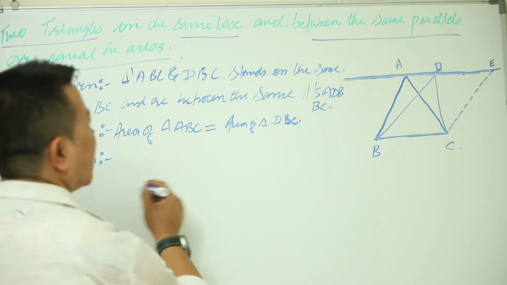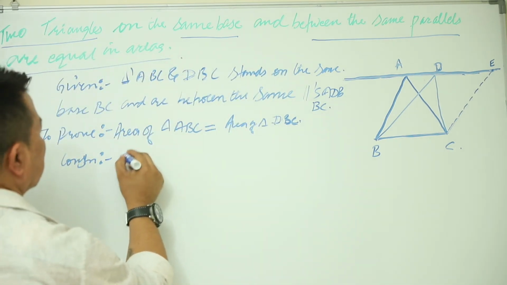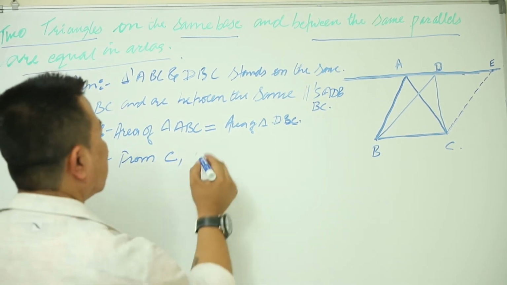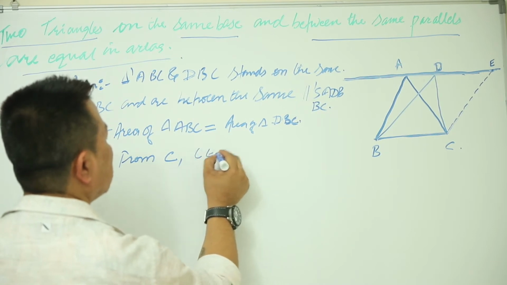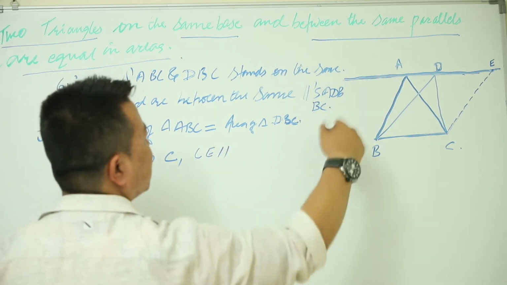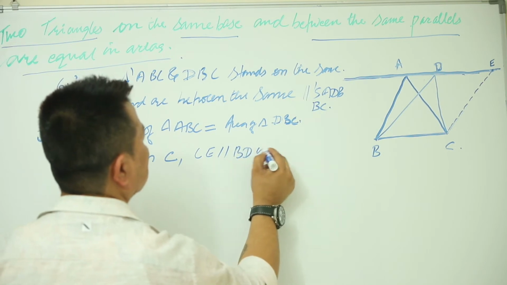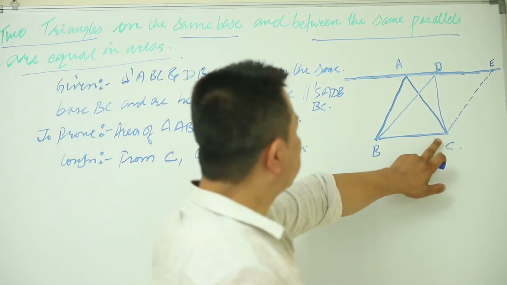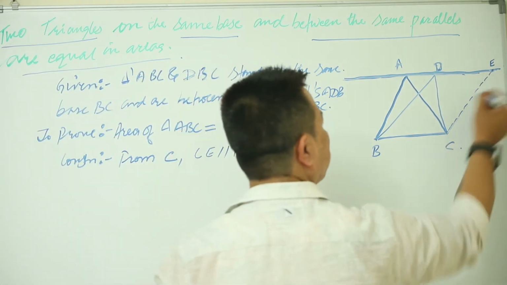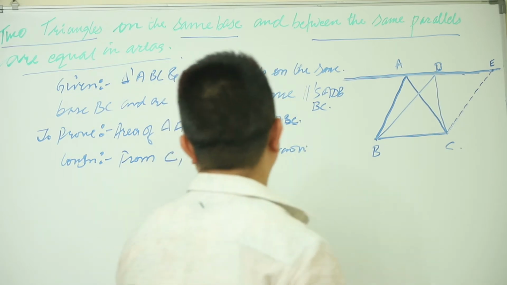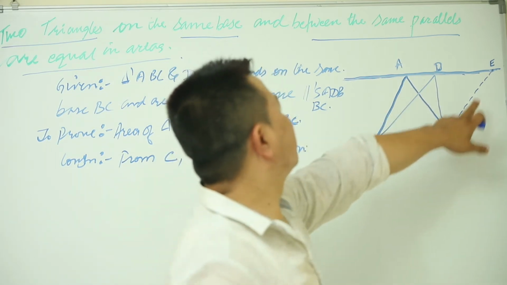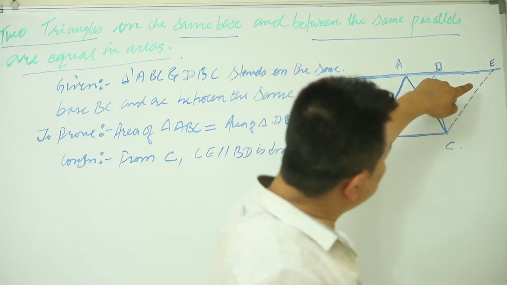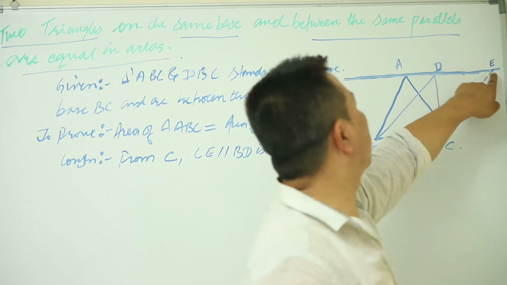So, what you have to write now? From C, CE parallel to BD is drawn, and the parallel line that you have produced from C meets this parallel line at the point E.